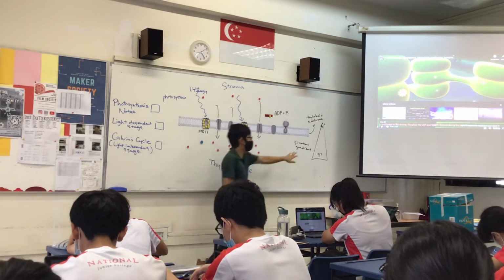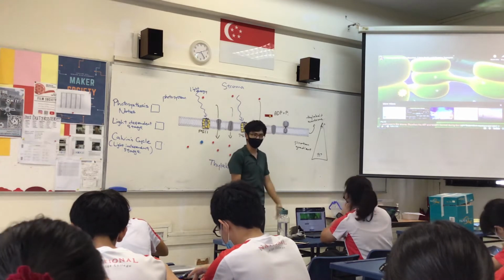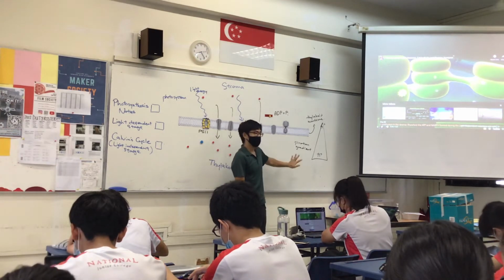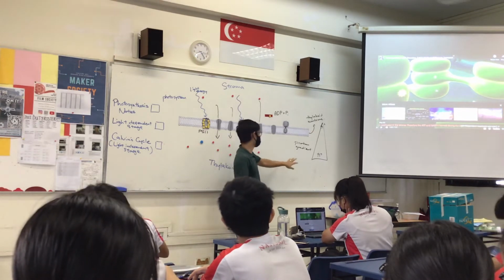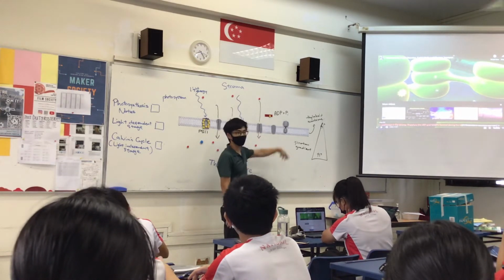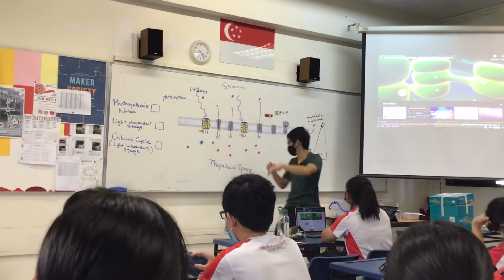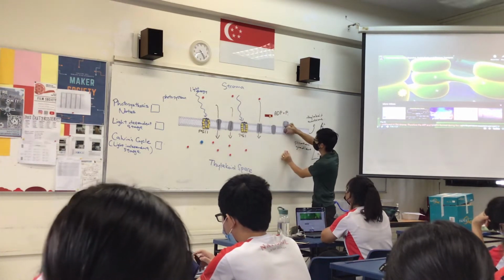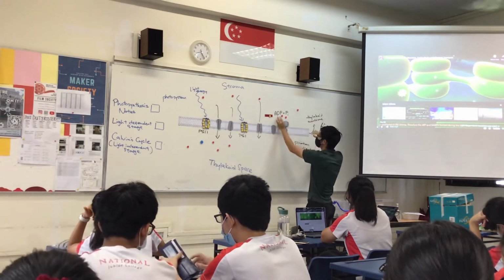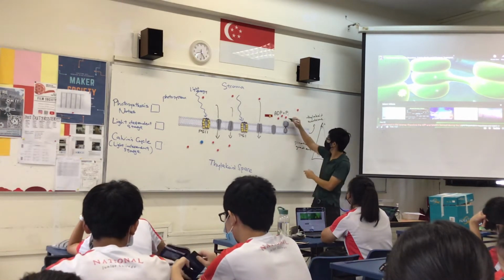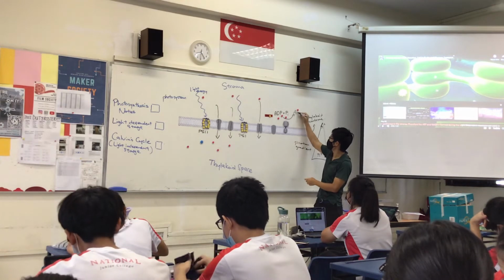So if the proton gradient is in this way, how will the protons flow? From the intermembrane space into the, what am I talking about? From the thylakoid space to the stroma. Right? Okay, so let's flow. And as it flows through, it drives the ATP synthase to produce ATP.